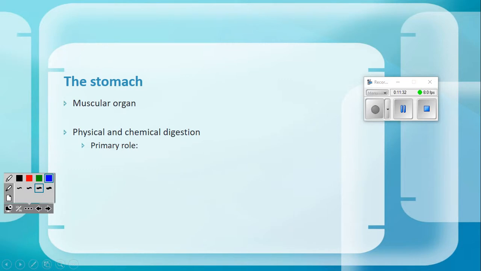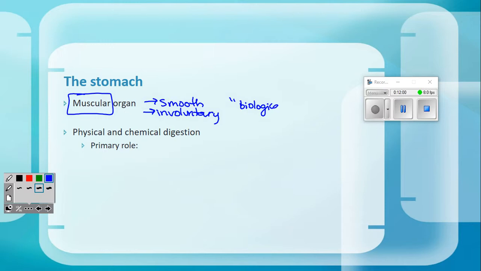Now, once we get into your stomach, the first thing you have to recognize is that your stomach is made out of muscles. The muscles, again, are smooth, which means that they are involuntary. People will regularly refer to your stomach as a biological blender. Because a lot actually happens there.